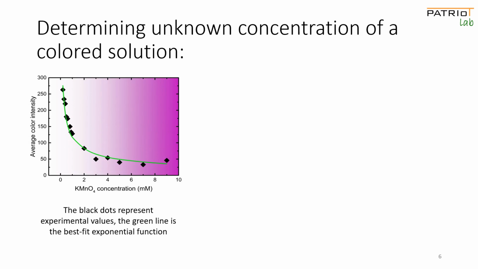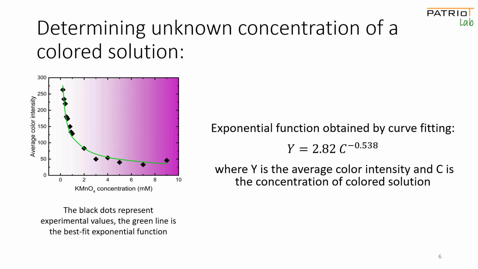We then fitted an exponential function to the results obtained to get an equation as shown here that describes how the RGB value varies with the concentration of potassium permanganate.